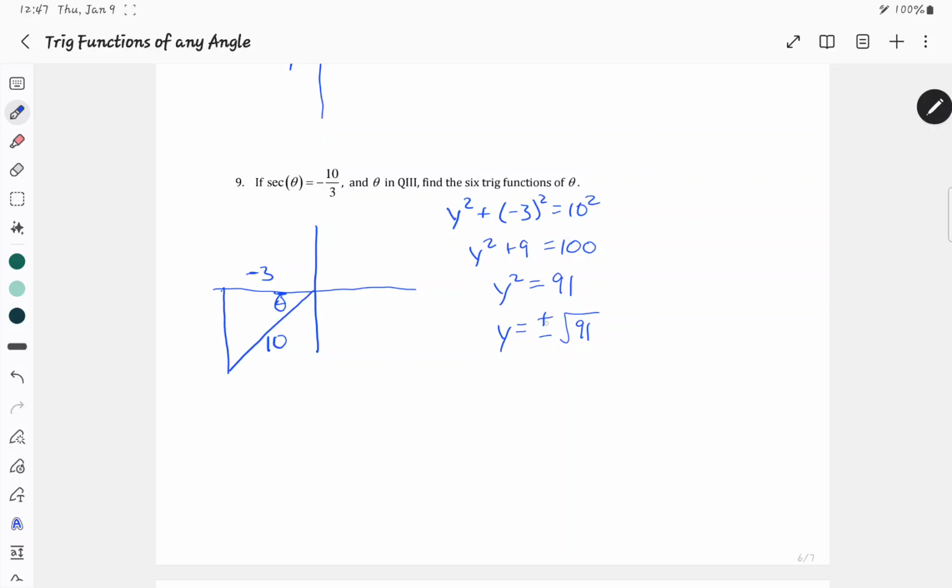Now, which one of those you pick depends on which quadrant you're in. So since we're in quadrant 3, this y value is going to be negative. So we're going to use that negative value right there and put in negative square root of 91.